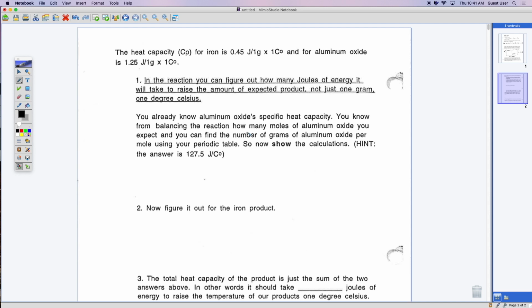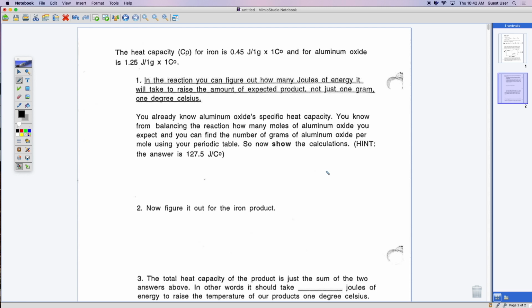So the heat capacity of iron is 0.45 joule per gram degree Celsius, and for aluminum oxide is 1.25 joule per gram degree Celsius. So what I want you to do is, with those mole values from the balanced equation, calculate how many joules per degree C I can raise. Now, remember, you're going to be using the balanced chemical equation, the specific heat, and the mass.